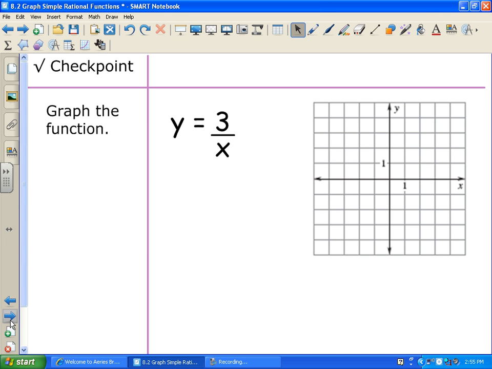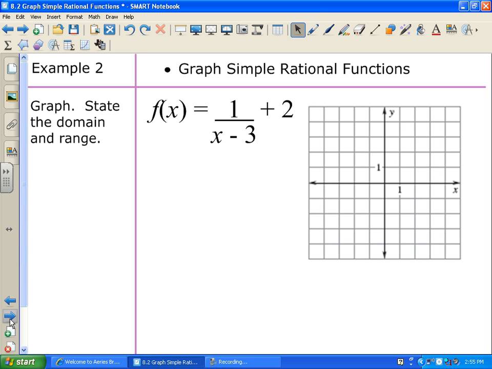Okay. Hopefully you're done with that checkpoint. Here we go to the next example. This one, we're looking at f of x equals 1 over x minus 3 plus 2. Again, f of x equals 1 over x minus 3 plus 2. I'll give you a second to copy that down.